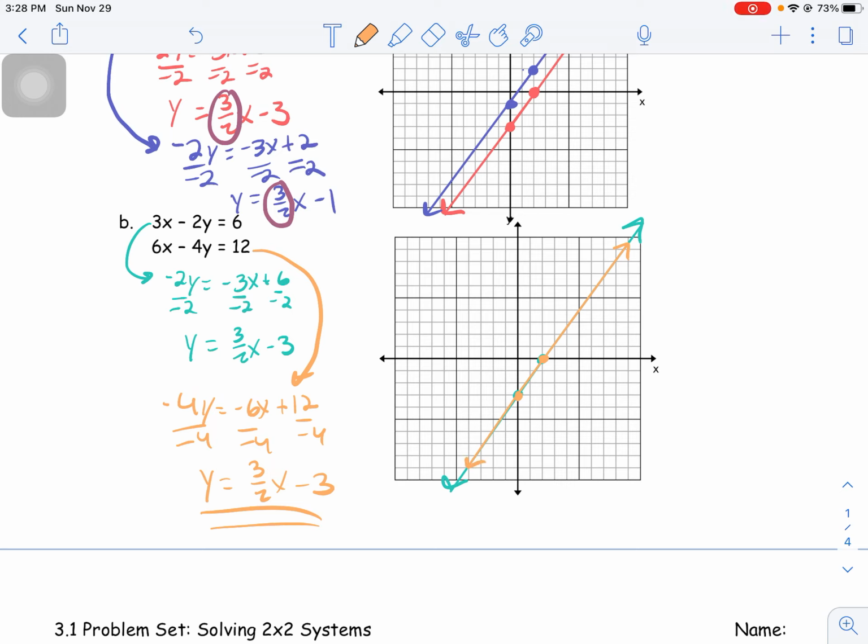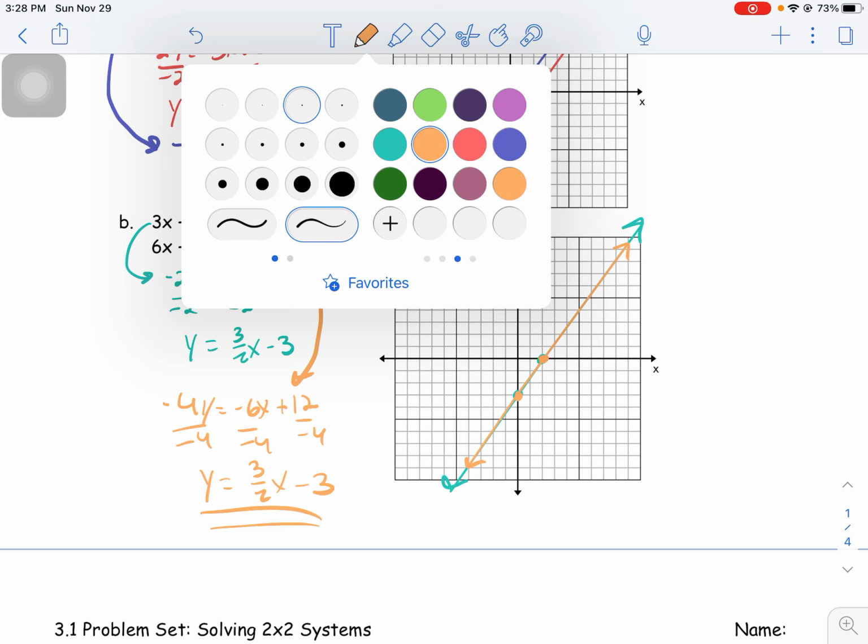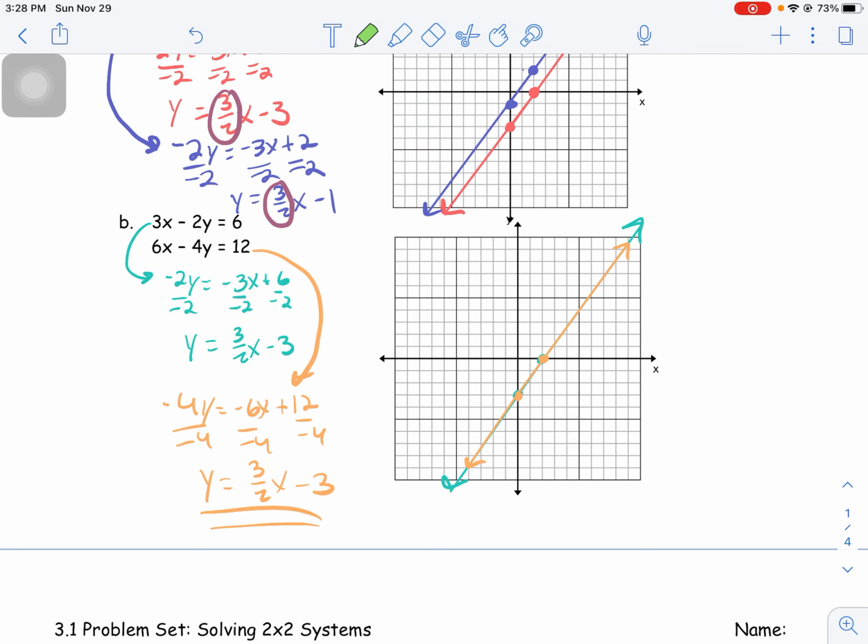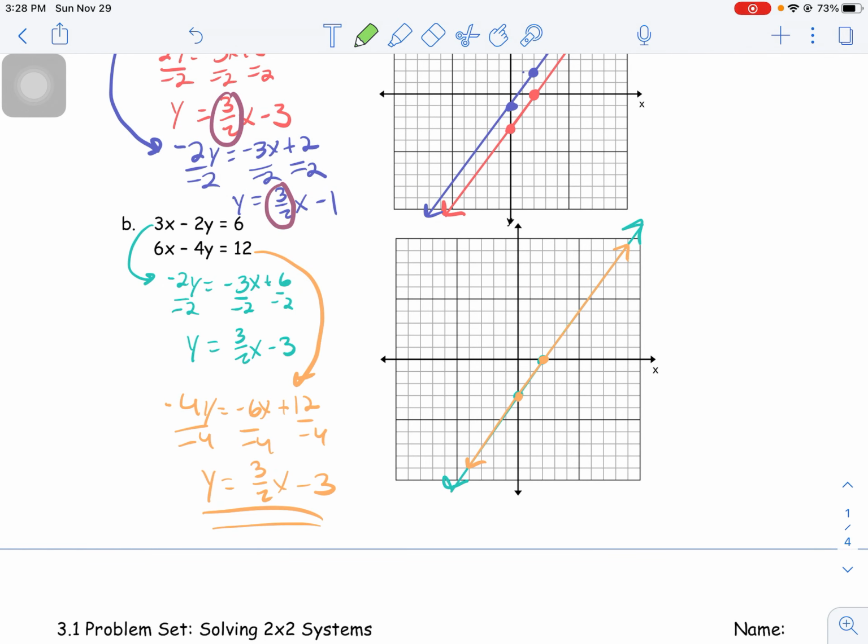So why is this a special case? These two equations actually create the same equation. So the answer for this is every single point on this line is going to be a solution. So what is the answer? There are infinitely many answers. So infinitely many solutions is going to be our answer here.